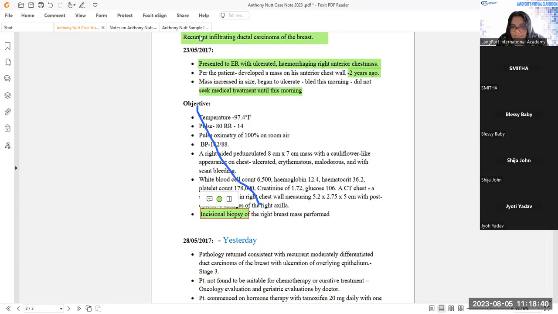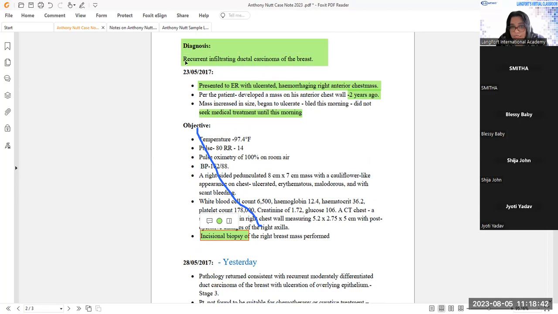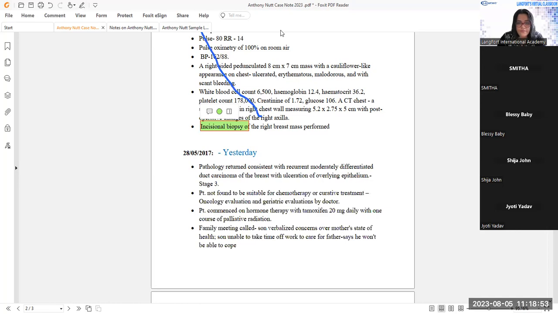Earlier we read the diagnosis, right? They have only given recurrent infiltrating ductal carcinoma of the breast. A few details from there are given here, from yesterday's. Let's see what happened yesterday. All of you go through it. Should I repeat the diagnosis again? No. But I can say stage 3, I need to say stage 3. Yes, very good, stage 3.